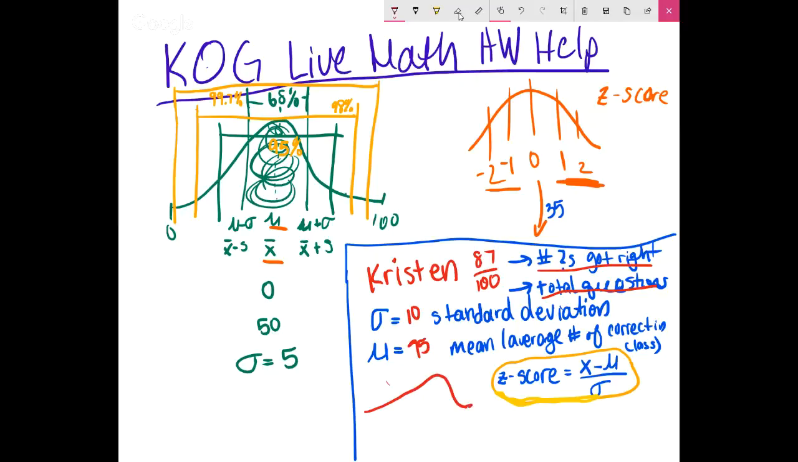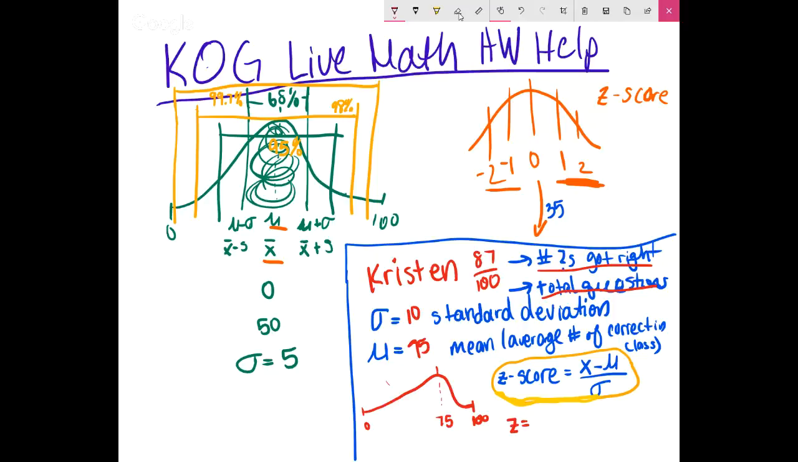Ooh, that wasn't that bad. Okay, so here's 100, here's 0, and here's the mean, 75. It's crazy because 50 would be right there. Anyway, we got our equation, we got what our variables stand for, and all we need to do is just plug in.